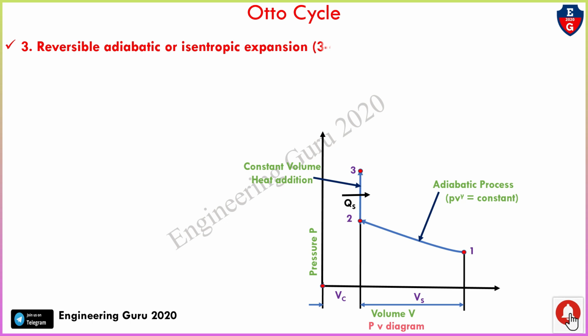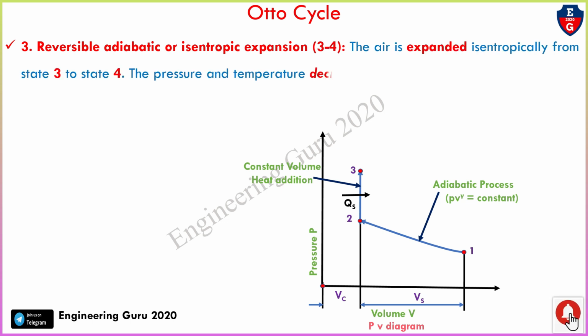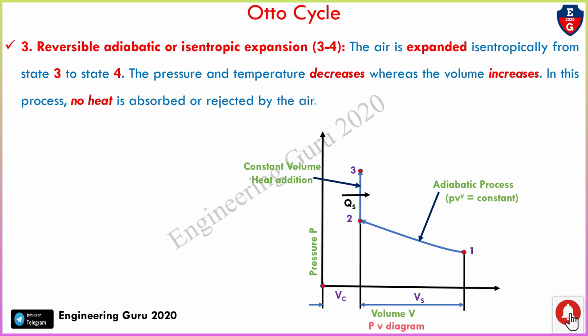Now process 3, the reversible adiabatic or isentropic expansion, process 3-4. The air is expanded isentropically from state 3 to state 4. The pressure and temperature decrease whereas the volume increases. In this process, no heat is absorbed or rejected by the air.